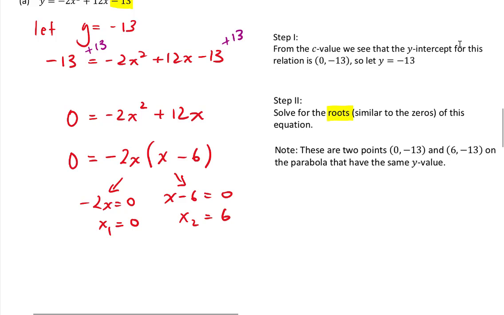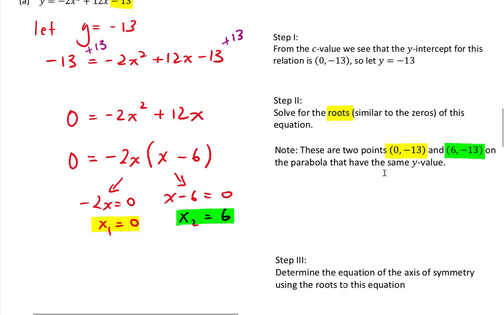So these 2 points that we see here, where x equals 0, notice we subbed in y equals -13, so that is going to be that point there. That is our y-intercept. Then where our x2 is 6, that's another point with the same height at -13, or the same y value. Now that we have these 2 points that have the same y value, we can find the axis of symmetry.